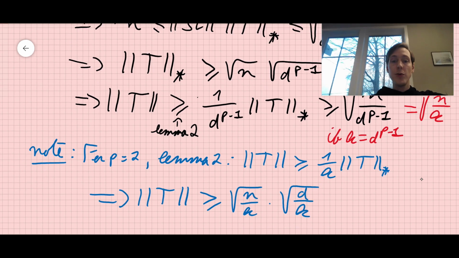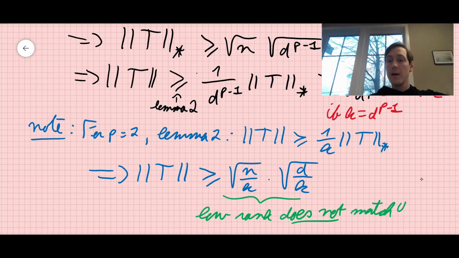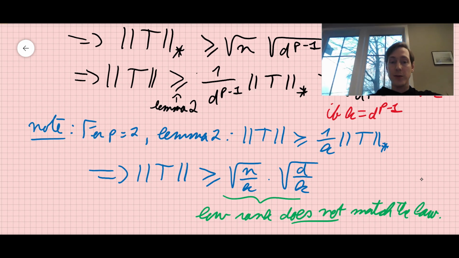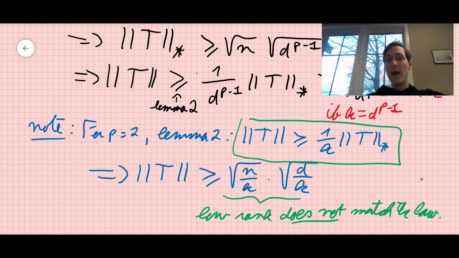So you see that low rank does not match the law. So it's provably suboptimal to use a low rank structure, at least for matrices. And we have no idea if this is true with higher order tensors. It would be very, very interesting to know for higher order tensors, but it turns out that this inequality for rank k tensor is not true. So you will have to use a different proof.